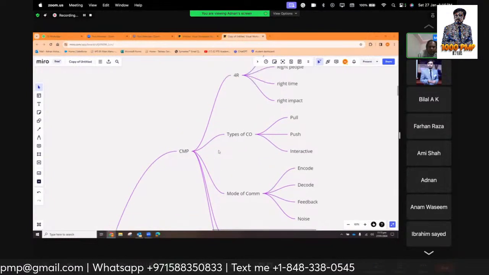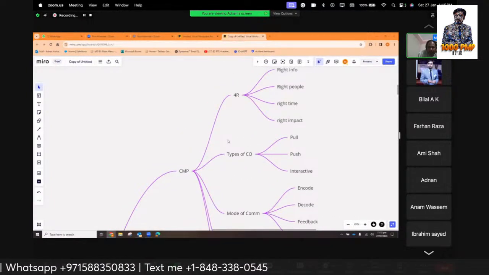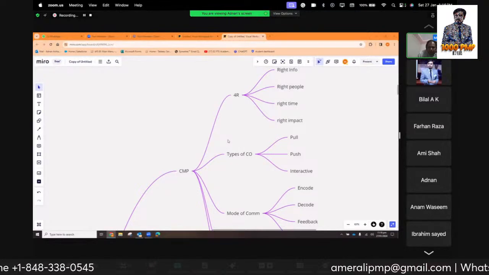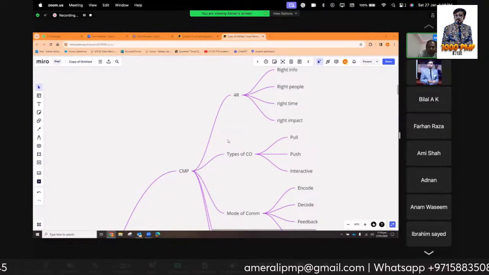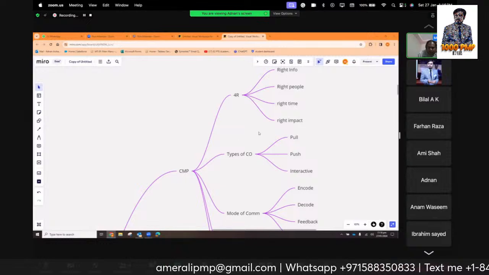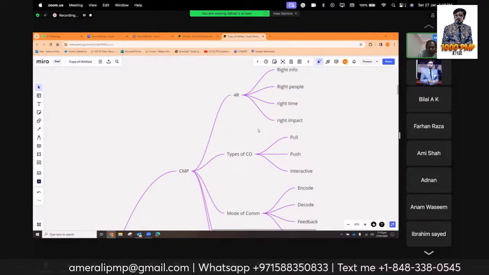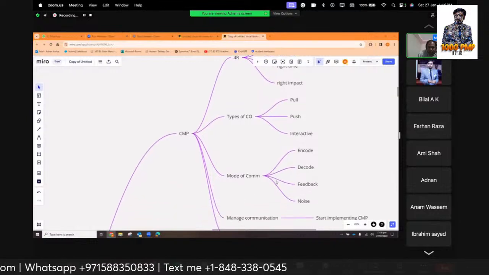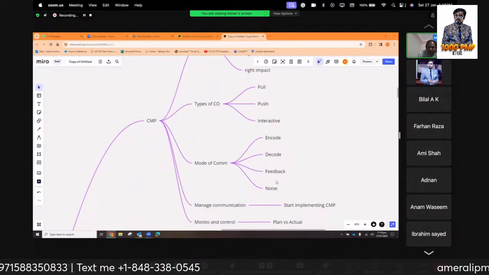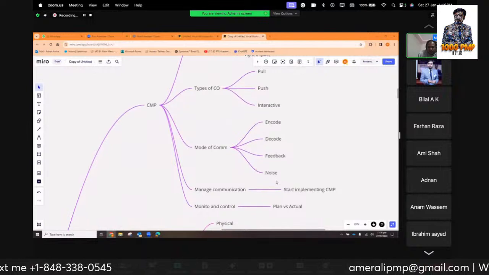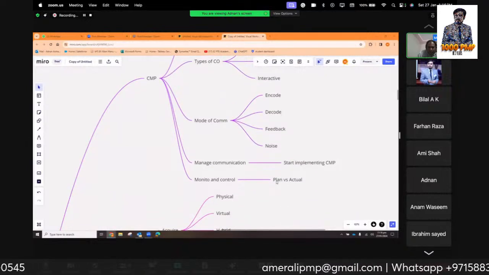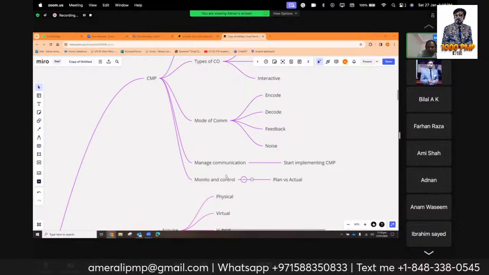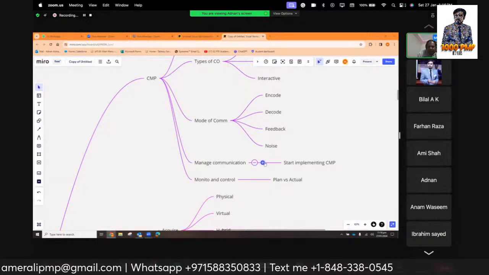In the communication management plan, we have the 4 R's: the right information to the right people at the right time to get the right impact. Then there are types of communication, like pull, push, and interactive. Then there are the modes of communication: encode, decode, feedback, and noise. In managed communication, we start implementing the communication management plan. And in monitoring and control, we look at plan versus actual.